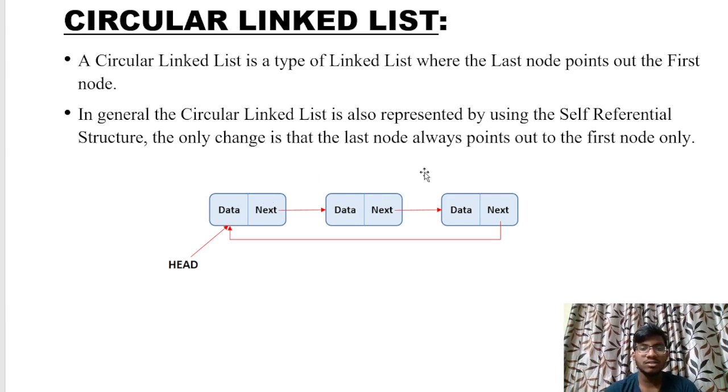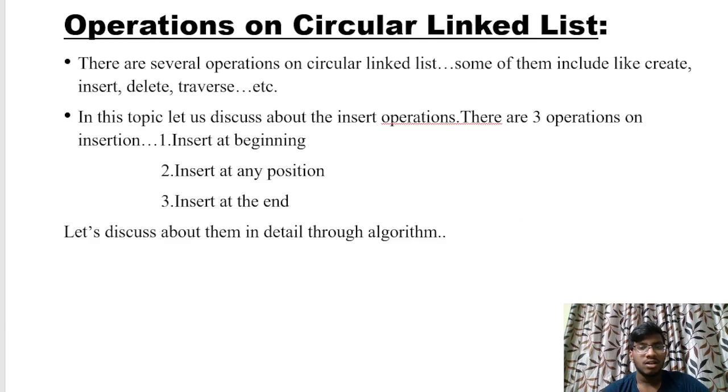The only change between the circular linked list and single linked list is that the last node always points to the first node. So the first node address is stored in a head variable, and this is the basic representation of a circular linked list. There are different operations of circular linked list, like insert, delete, create, traverse, merge, swap, etc.